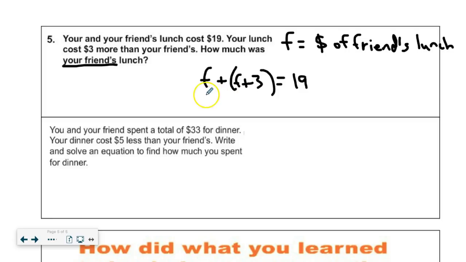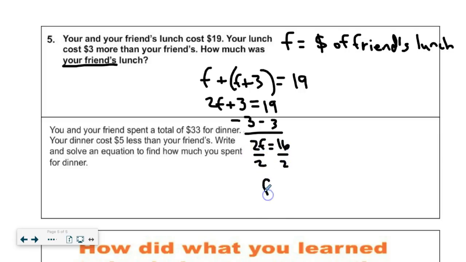So from here, I'm going to combine like terms. F plus F is 2F plus 3 equals 19. And I'm going to go ahead and solve this two-step equation from there. Subtract 3 from both sides. I'm running out of room, sorry. That's going to give me 2F equals 16. Divide both sides by 2. And that gives me F equals 8.